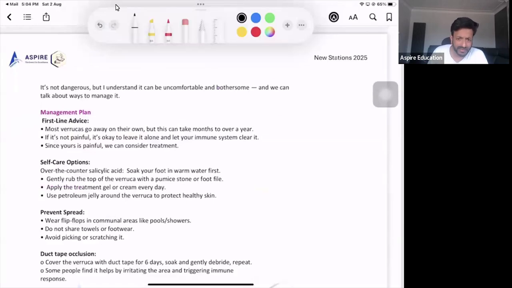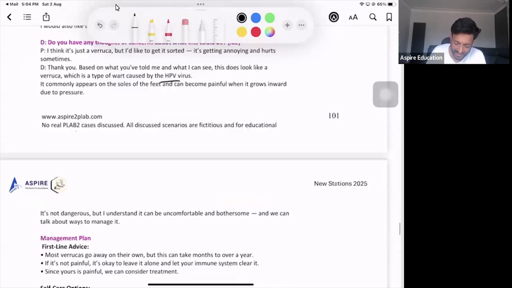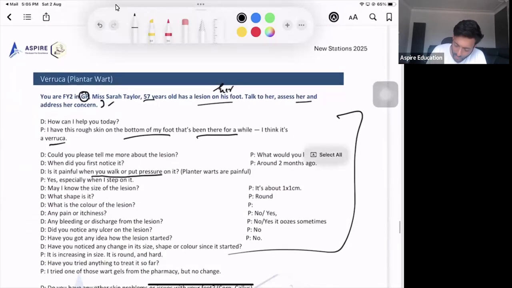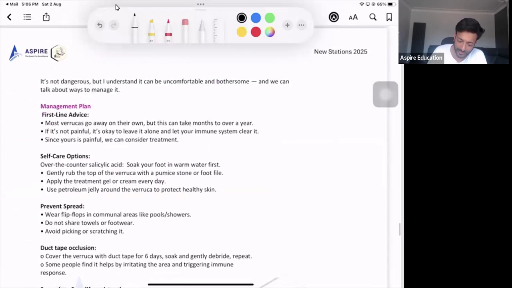So it's not dangerous, but it can become uncomfortable. Usually what happens is it's going to go on its own. But for you, it's been a long time. The patient says, I don't know how long, it's been 2 months. It's been a very long time for you. So we have to do some interventions there. Most verrucas go on their own, and it can take a few months to a year. If it's painful, it's okay to leave it alone and let your immune system heal it. But since it's painful, we have to offer some treatment.